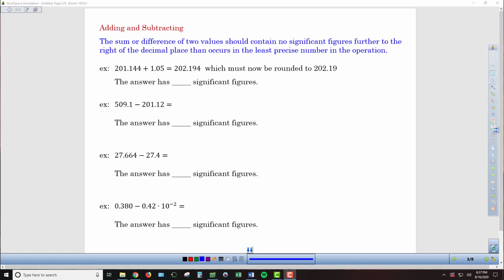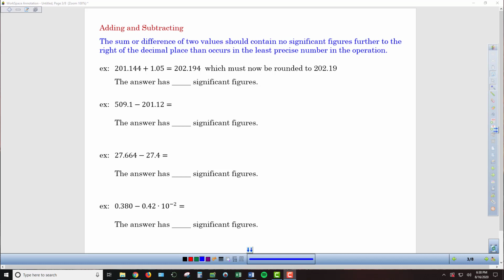So what are those rules for adding and subtracting numbers that have a specific number of significant figures? Well, in the case of addition and subtraction, we're going to add or subtract the numbers as they are, but then we're going to round based on the least accurate number in the operation.